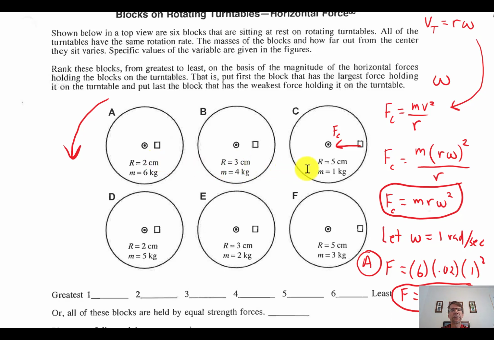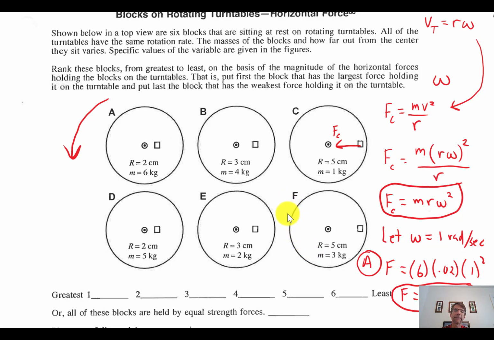And just in generic terms, I'm just going to make it a little easier on myself. Let's say the answer to A was 0.12. The answer to B would be 0.12. C would be 0.05. D would be 0.10. E would be 0.06. And F would be 0.15.